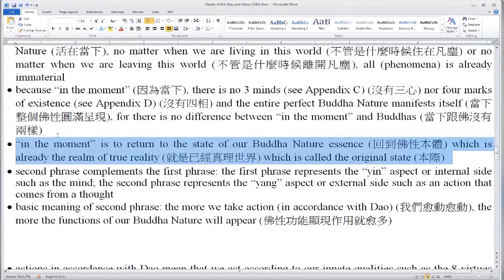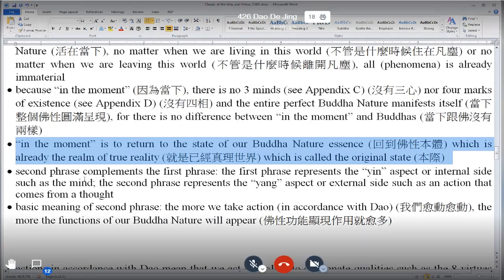Why? Because we're in the moment. Get it? If we're not in the moment, then yes, we are tied down. I don't want to say captured, but trapped, maybe that's a better term. Trapped by phenomena, by all things that are phenomena, which is not real. Remember, it's not real. So we cannot be trapped. We have to be in the moment, at least our minds have to be.